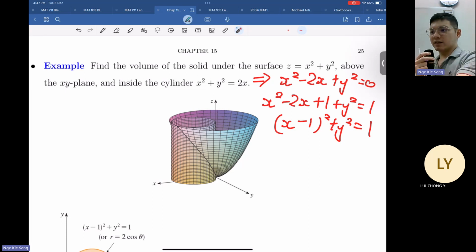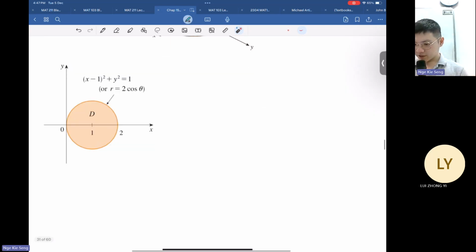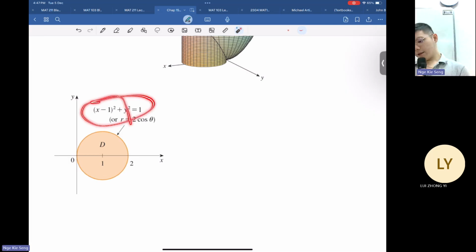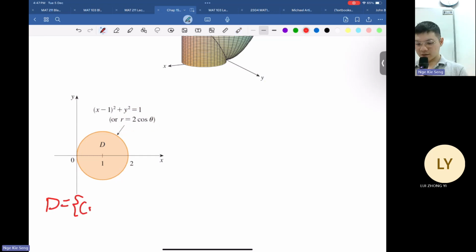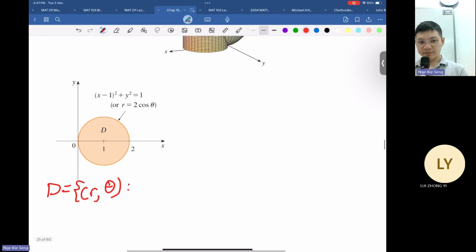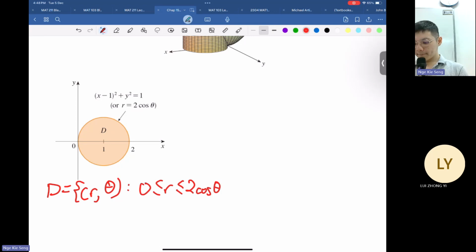So you need to determine what's your D, what's your integration domain here. So it's a picture like this. Remember, we have seen this picture before. How do we describe this using a polar function? It is just r equals 2 cos theta. Remember the first example we drew in the polar coordinates chapter. So the radius is going from 0 all the way to 2 cos theta. How about theta? Theta going from where to where?